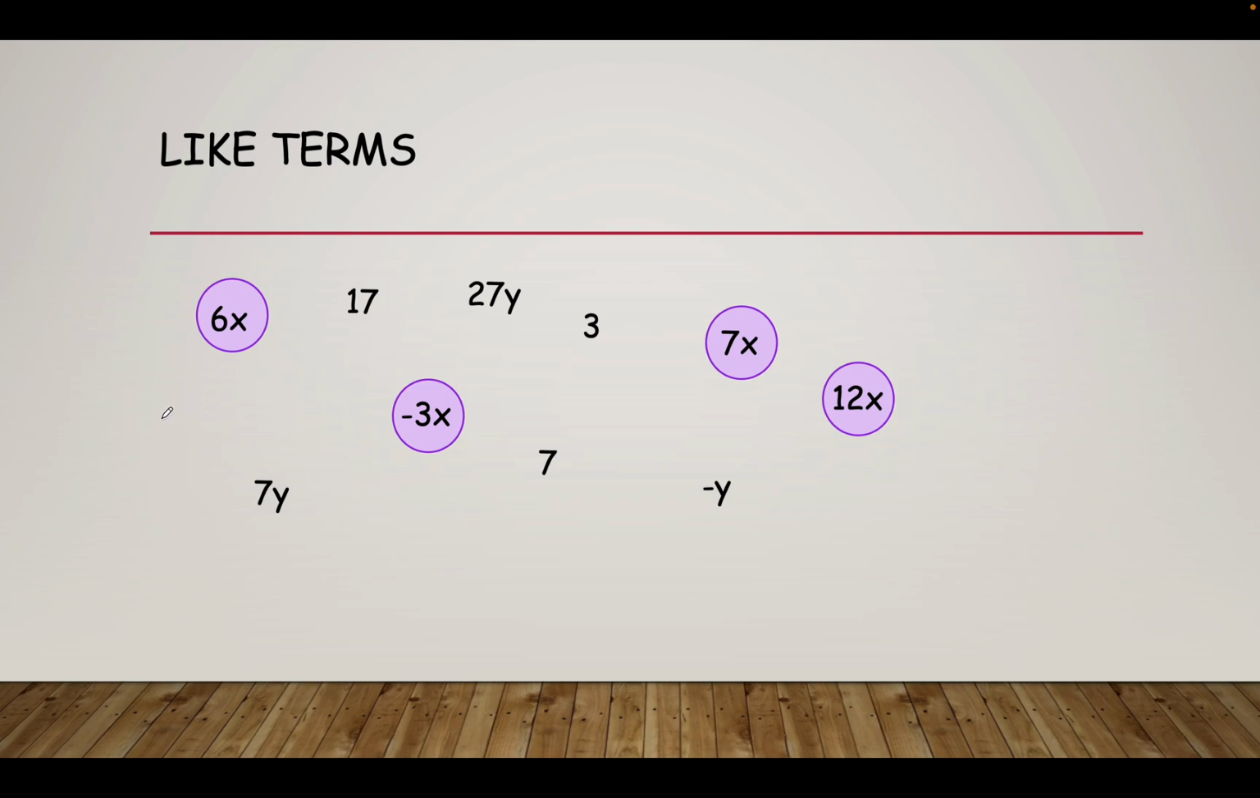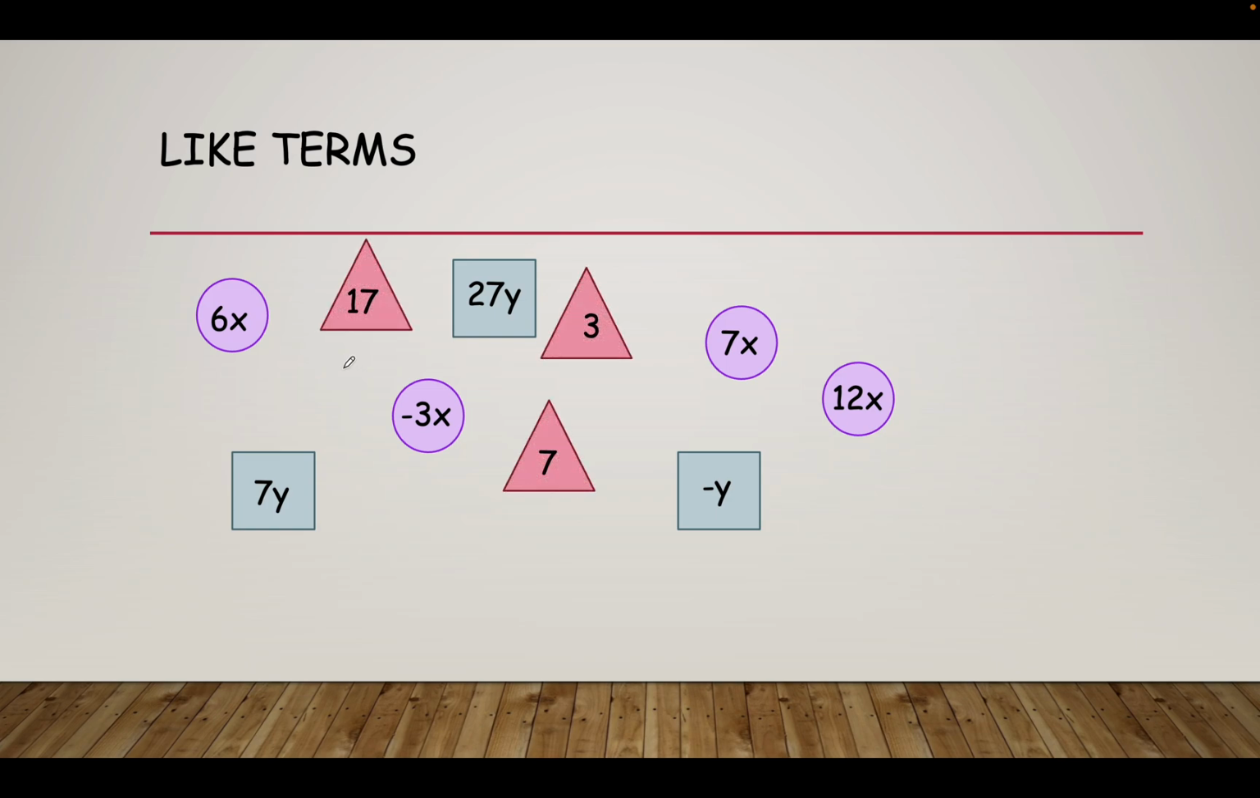So sometimes I like to help my brain and I put circles around these like terms that have x's. The y's, I might use a different shape, such as squares. And the final like terms are those that don't have any variable connected to them. Let's use a different shape, maybe triangles.